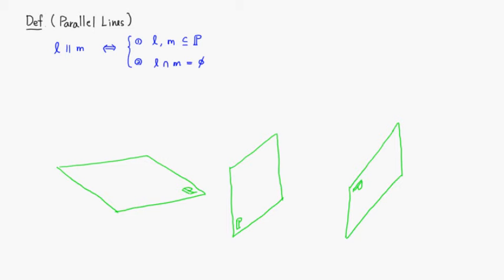So we can draw a line, the plane, and we could have two lines on that plane, and they don't intersect. Oops, that looks like they're going to intersect, but they are not intersecting. So this would be an example of a couple of parallel lines.